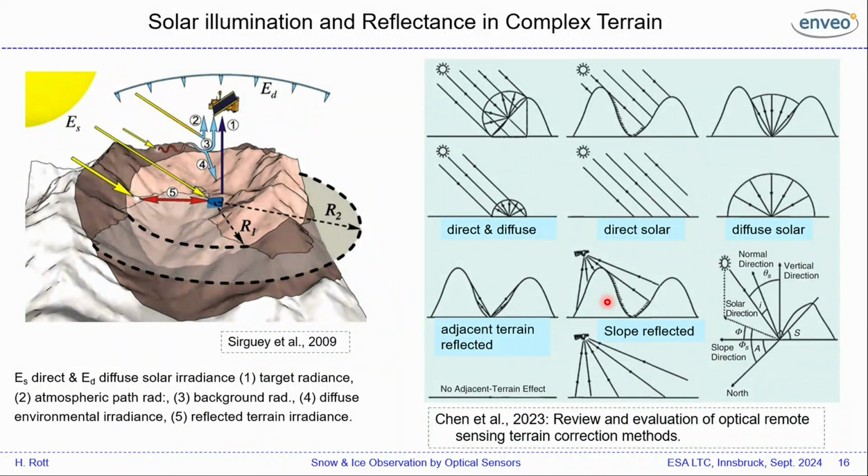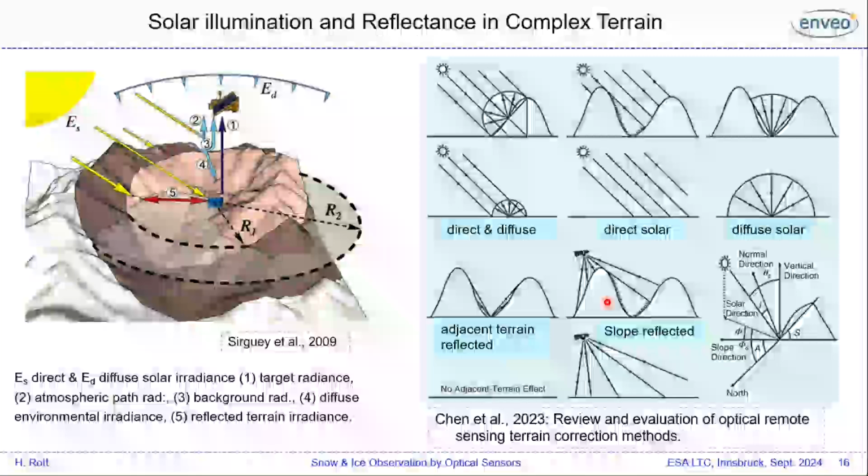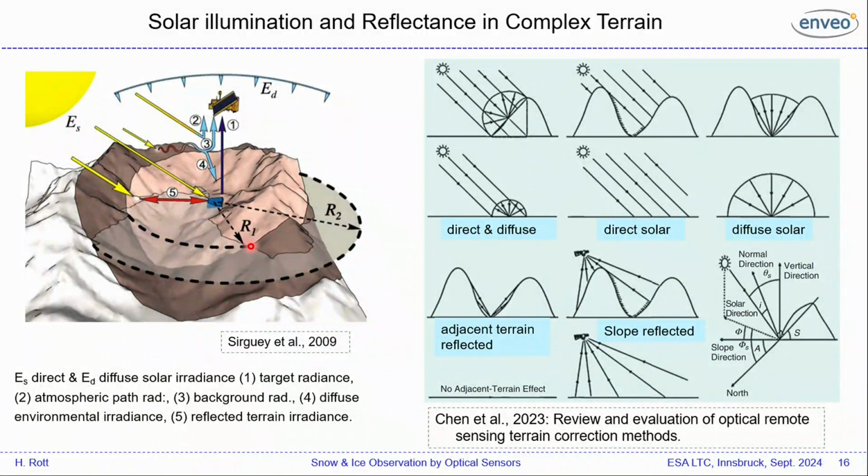Another difficult problem is the solar illumination and reflectance in a complex terrain. This shows the different components or contributions. This would be direct and diffuse irradiation on a horizontal surface, and this in the mountain. The irradiance: the direct solar, here you can run into shadowed zones. And this is a diffuse, in this case, for example, much smaller part.